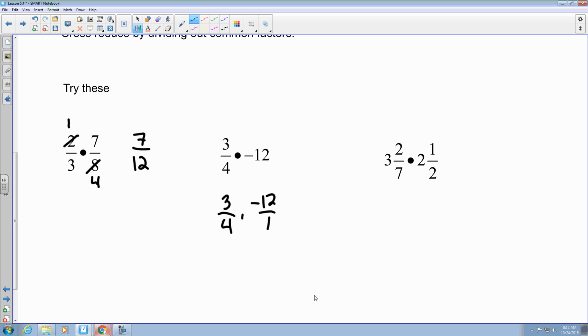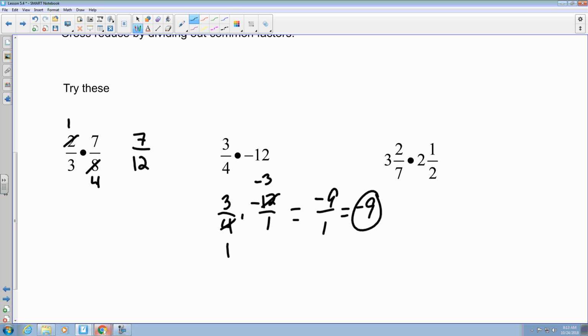Looking at this, I have 4 and negative 12. Both of them are divisible by 4. 4 divided by 4 is 1, and negative 12 divided by 4 is negative 3, which then gives me negative 9 over 1, which can be reduced to just negative 9. If you left it as negative 9 over 1, that's okay, but to simplify it even further, put it just as the integer negative 9.